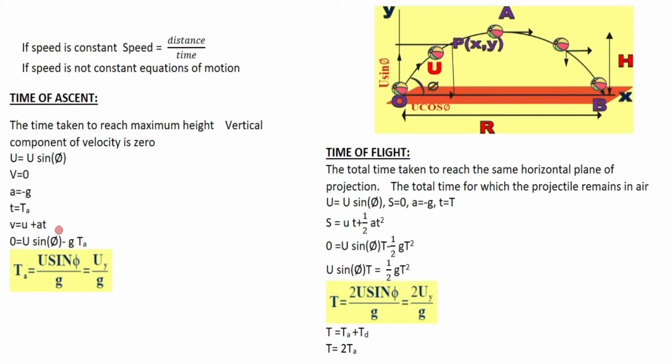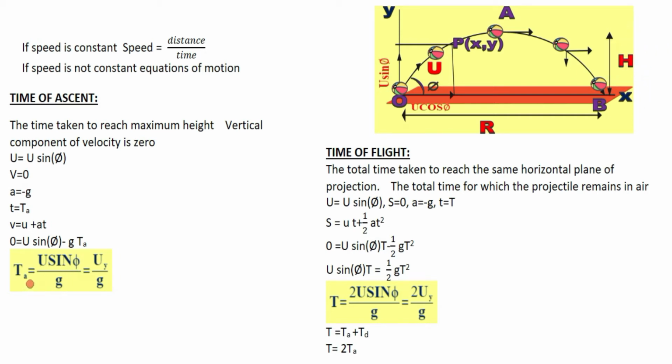Now I will use the equation v is equal to u plus at, where v is the final velocity, u is the initial velocity, a is the acceleration, and t is the time. Now according to our logic, final velocity v is 0, initial velocity is u sin phi, a is equal to minus g, and t is equal to ta. So 0 is equal to u sin phi minus g ta. Now if I take u sin phi towards LHS, then what will I get? I'll get u sin phi is equal to g ta. And if I do some mathematical calculation, finally I'll get time of ascent ta is equal to u sin phi by g.